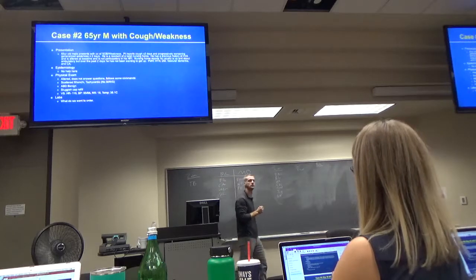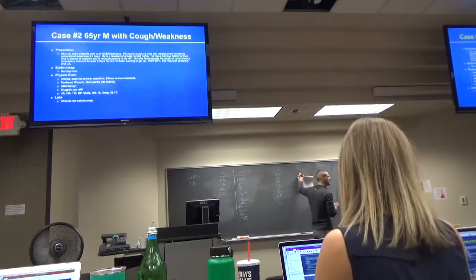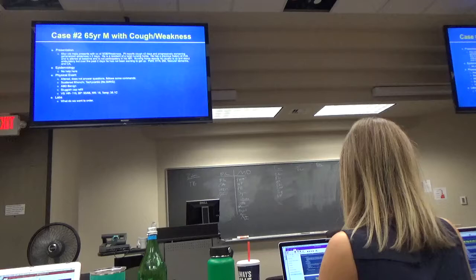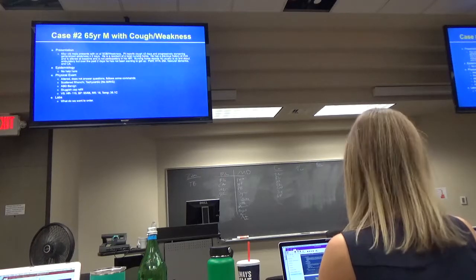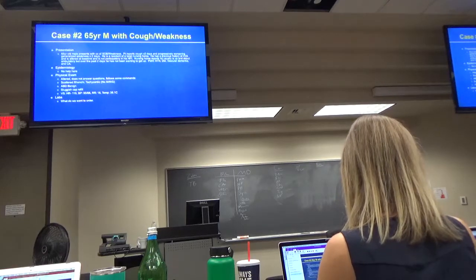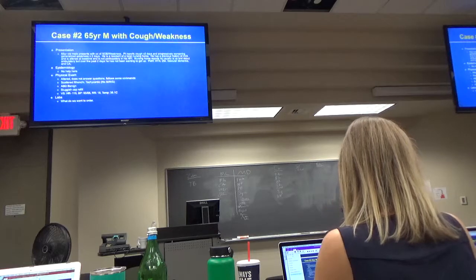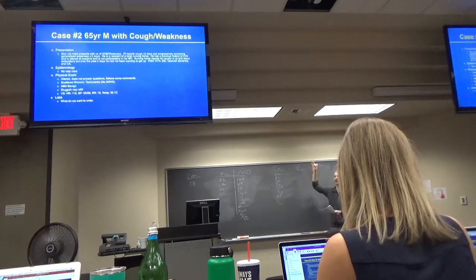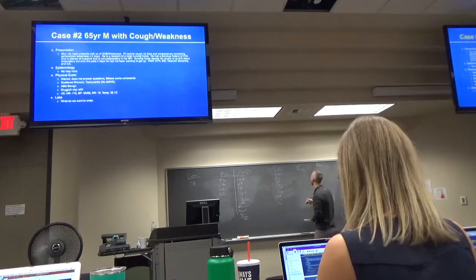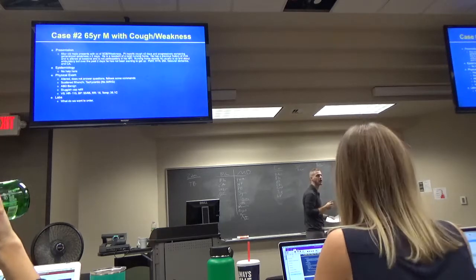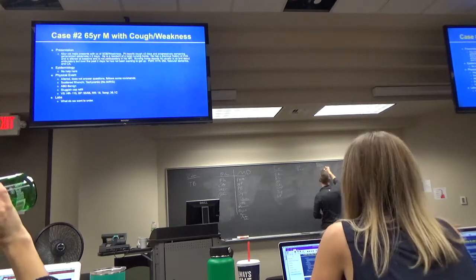Are we done? Special test, EKG. So special test for me is basically EKG. I mean, there's like, you want to tilt him or do orthostatic hypotension, orthostatic vital signs or do something weird. We just kind of put that under EKG because it doesn't really fall under radiology or labs for me. Okay, so radiology, we said chest X-ray, very good.